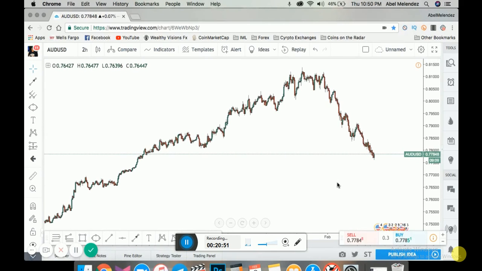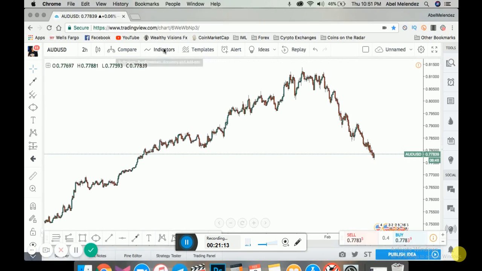The trend is your friend. I know it sounds cliche, but it's true. There's a reason why everybody says it. The trend is your friend. You never want to counter trend trade, obviously, especially if you're new. Stay away from it. Stay with the trend at all times, so you're protecting yourself, you're protecting your account at the end of the day.